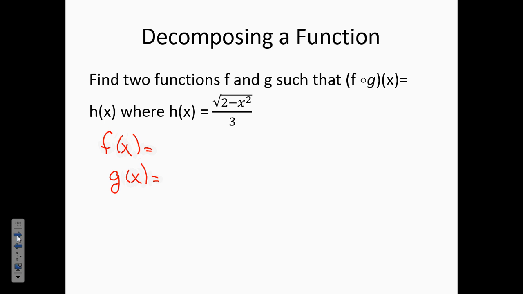Does anybody have any suggestions? What could f of x be and what could g of x be, so that when we take g of x and we put it in for every x in f, we get that? It's mind bending. Let me give you a hint. What if we do 2 minus x squared as my g of x?